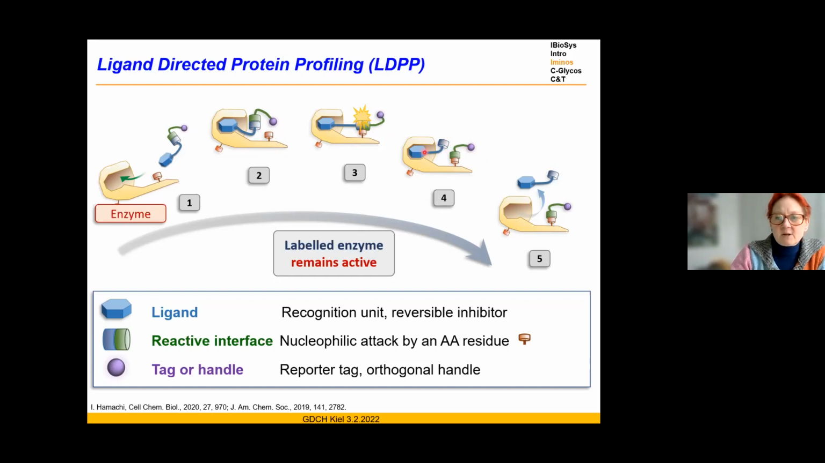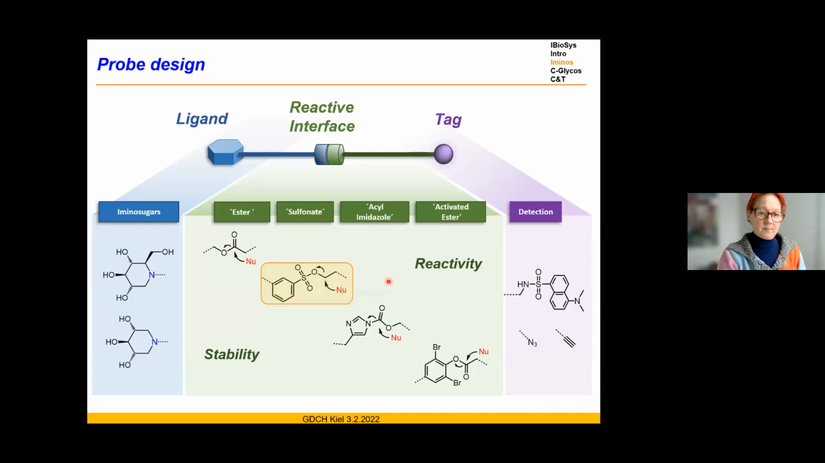And now, because we have a competitive inhibitor, it can be released from the active site, making place for the incoming natural substrate. And this is the big difference. So in this technique, the labeled enzyme retains its activity. And this is what we wanted to show for glycosidases.